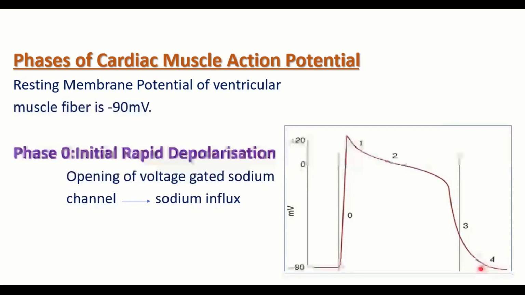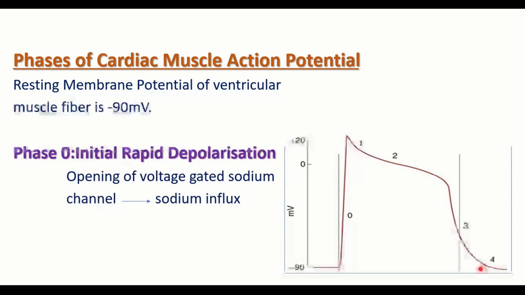When a stimulus or impulse reaches an atrial or ventricular muscle fiber, which was already in a resting state with a resting membrane potential of minus 90, there will be opening of voltage gated sodium channels leading to sodium influx. This phase is called initial rapid depolarization or phase 0.